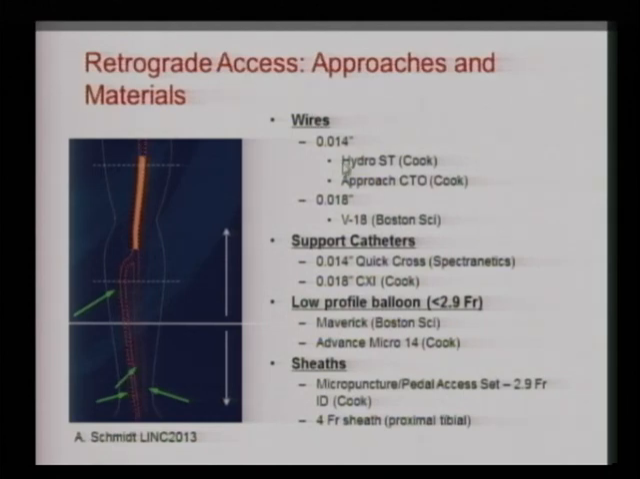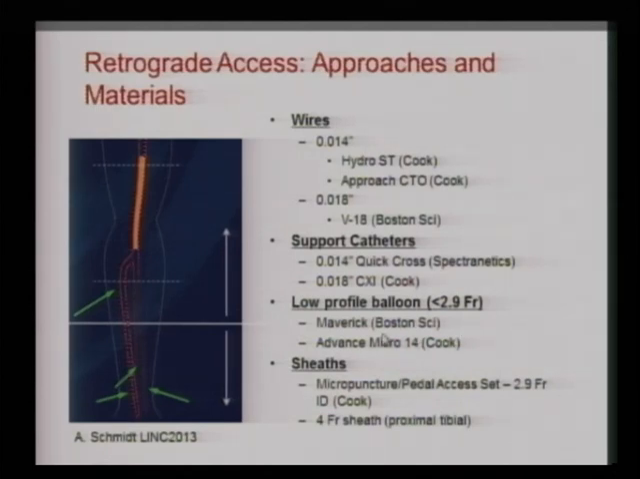Usually I use 0.014 inch guide wires. I like the Cook wires, the Hydro ST, and the Approach CTO wires I use a lot. Sometimes for a little bit more support, I use a V18 wire from Boston Scientific. We use support catheters, particularly when we're using a sheathless approach with the 014 Quick Cross, and I also like the 018 CXI catheter, and that one's non-tapered, so you can put it through some low-profile sheaths.